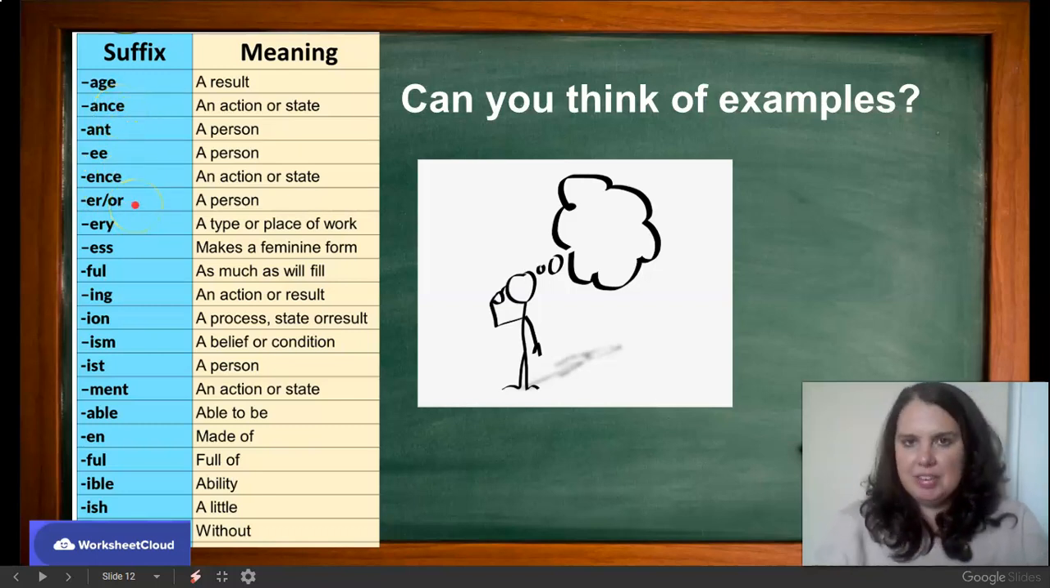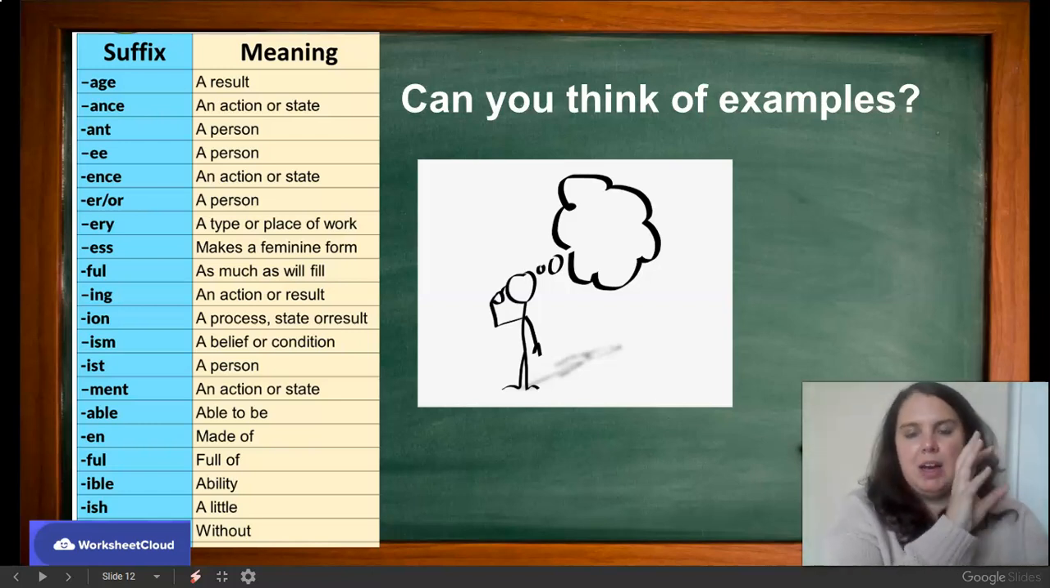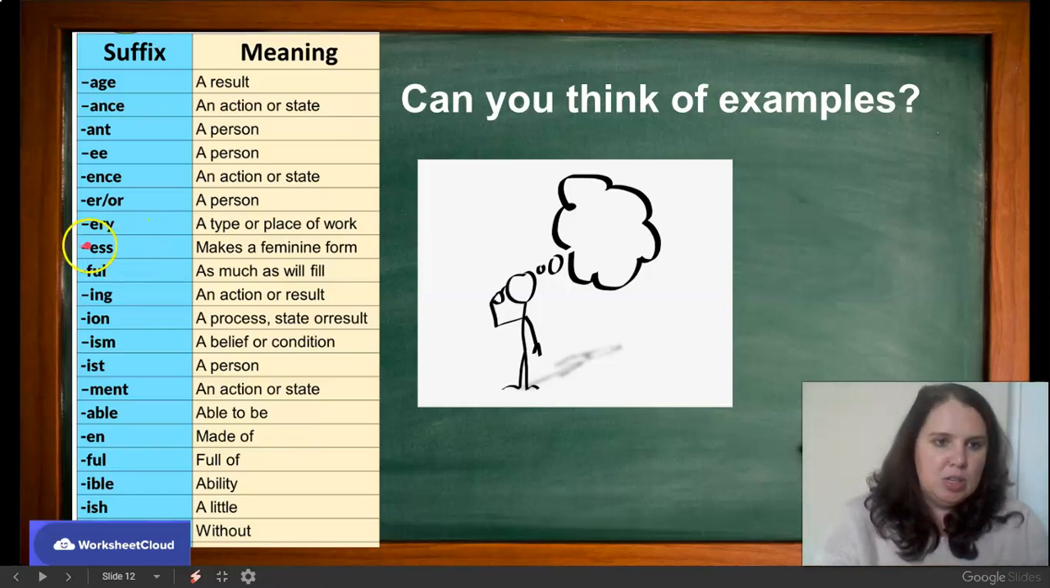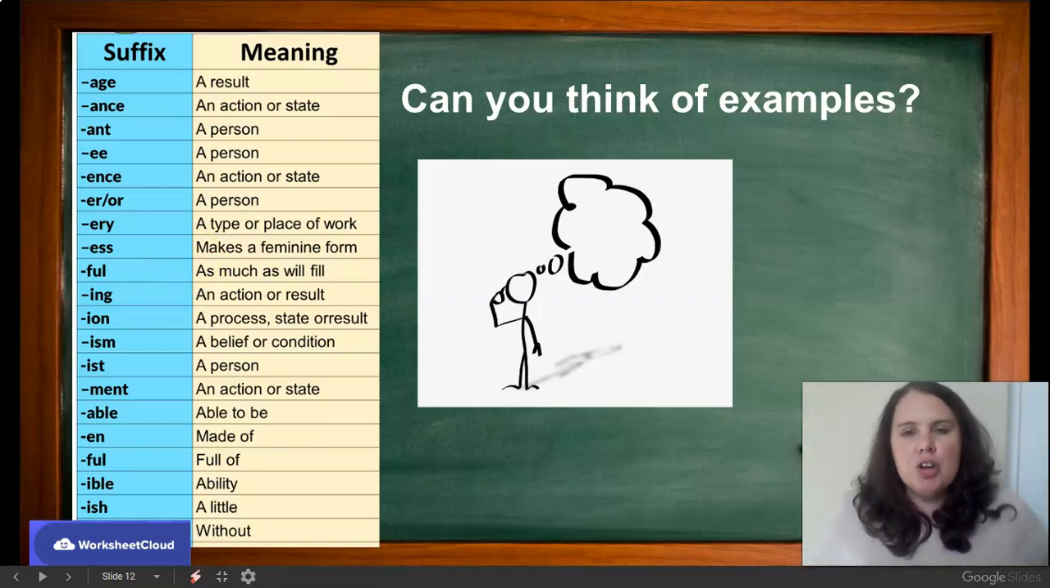Right, we still said there previously ER and OR. That's what we use to form agent nouns, which means people. So hair, dress becomes hairdresser. Okay, so ERY is usually what you take on for a place of work or a type of work. ESS is normally to make it a feminine form. FUL, normally to fill or say how much there is. Don't try and think literally, like if I had to say this is so stressful, I'm not literally pouring water or filling it in a cup, but I'm saying that there's just so much stress going on right now.